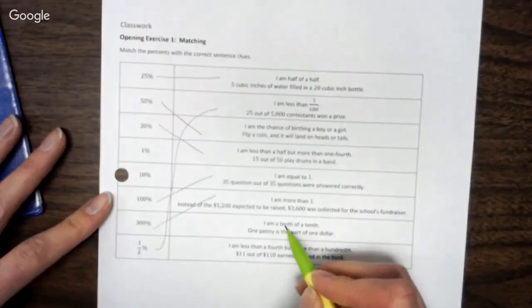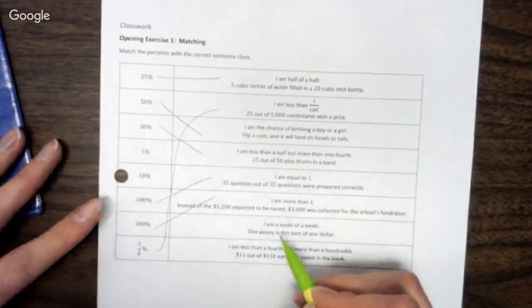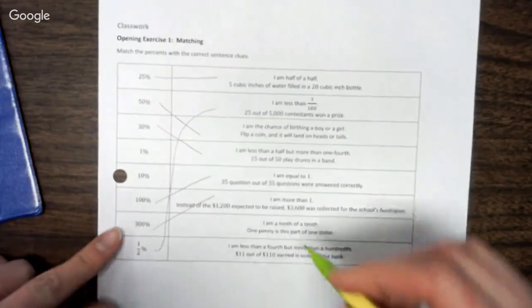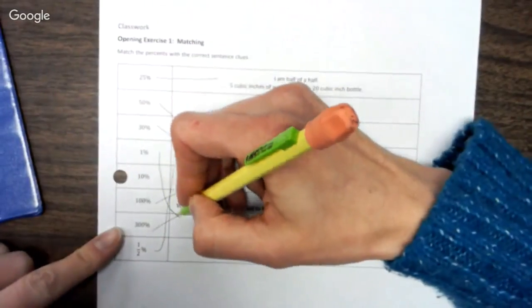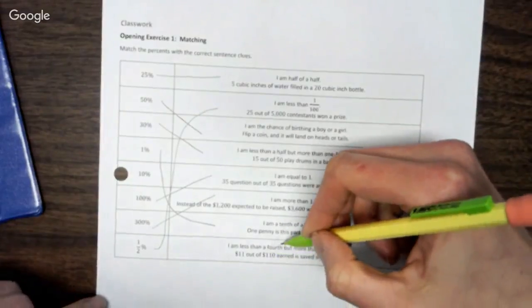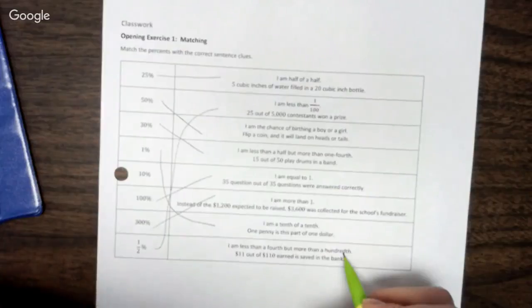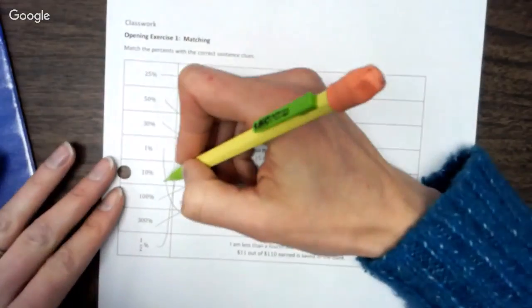I am a tenth of a tenth. Well, a tenth is 10%, so a tenth of 10% is 1%. I am less than a fourth, so less than 25%, but more than 100th, which is 1%. So the only thing left is a tenth.